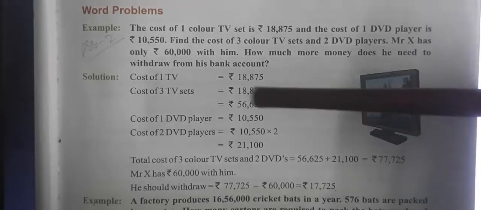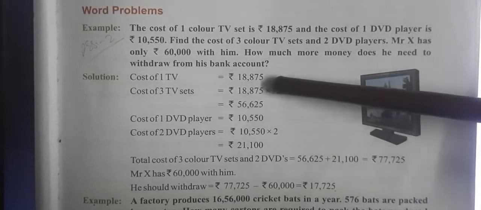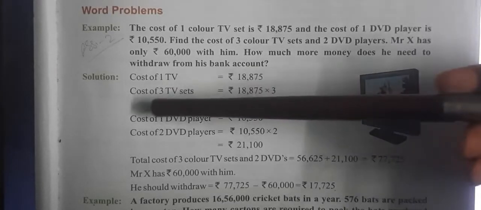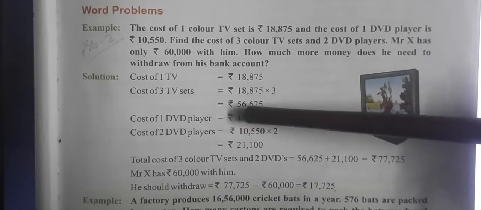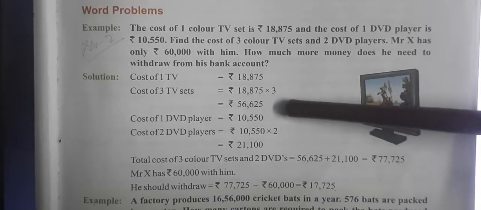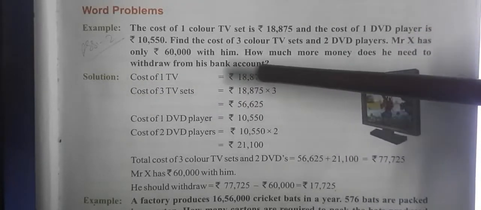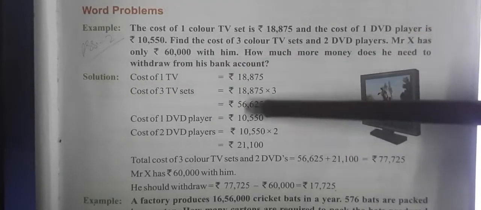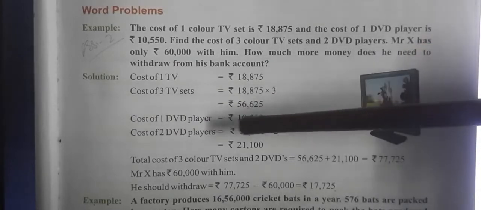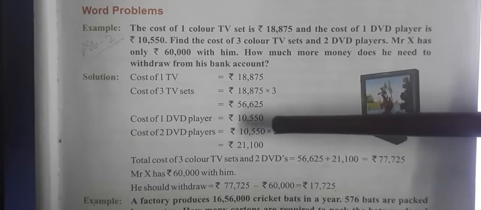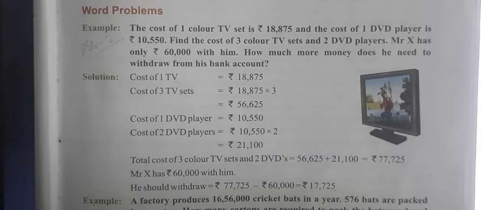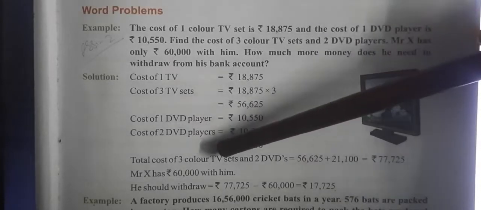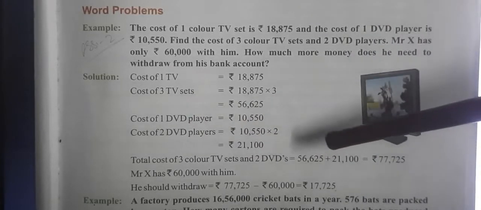ओके, सो कॉस्ट ऑफ 1 टीवी सेट रुपीज़ 18,875. कॉस्ट ऑफ 3 टीवी सेट्स मल्टीप्लाई कर देंगे 3 से रुपीज़ 56,625. Cost of 1 DVD player is given rupees 10,550. So cost of 2 DVD players, 2 DVD player purchase करने. So you will multiply rupees. Your answer will be rupees 21,100. Total cost of 3 color TV sets and 2 DVD players.